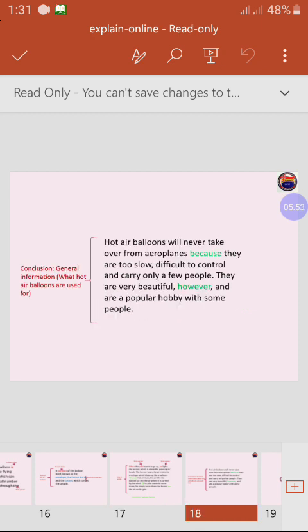The last paragraph, which is the conclusion, gives us another piece of general information, which is about what hot air balloons are used for. Hot air balloons will never take over from airplanes because they are too slow, difficult to control, and carry only a few people. They are very beautiful, however, and are a popular hobby with some people. So here, this is the concluding part, and we also use connectives like because and however.